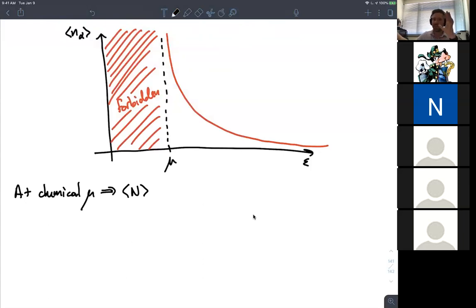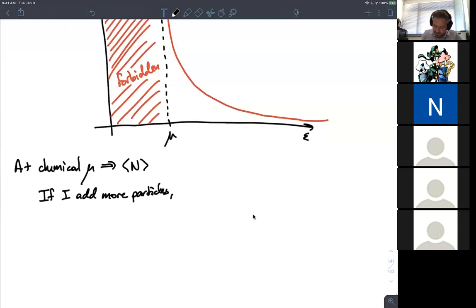Okay, and in particular, now if I come in and I try to jam in another particle, it's going to be even harder, right? So in other words, as N goes up, so does the chemical potential, right? So the chemical potential sets the average number of particles. If I increase the average number of particles by forcing them in, that increases the chemical potential. Does that make sense? Okay, so if I add more particles, then that's going to raise the chemical potential.